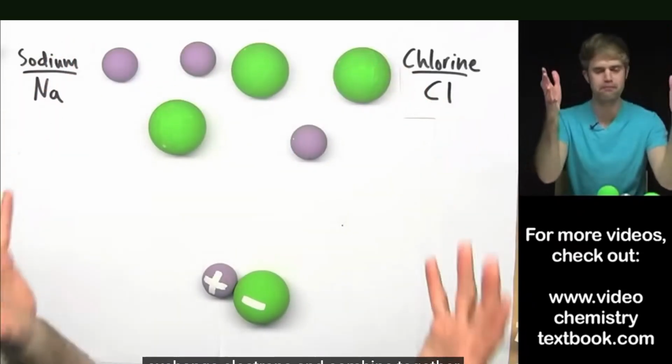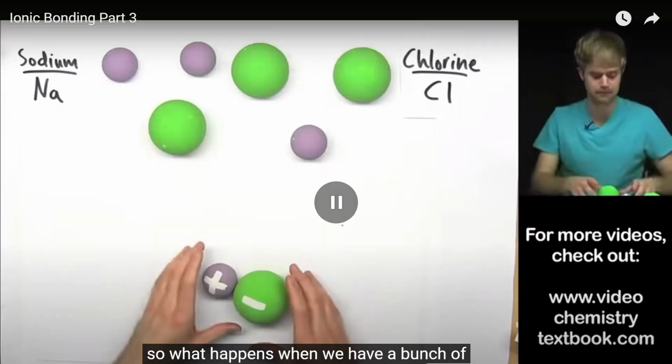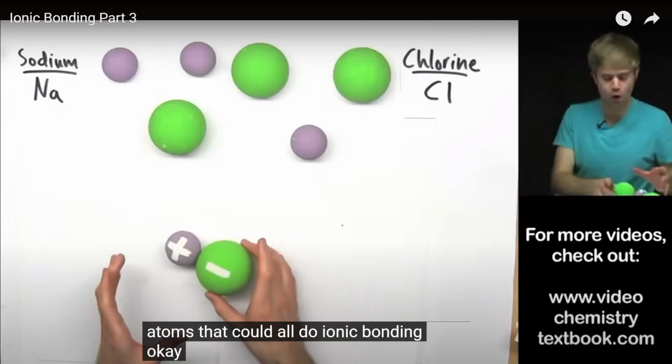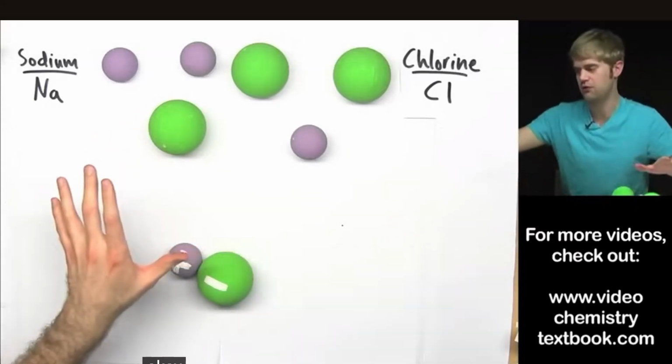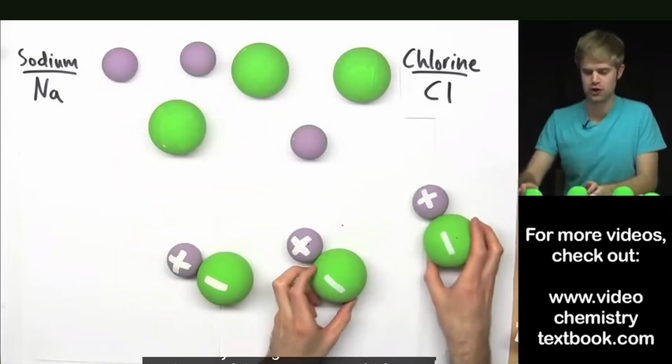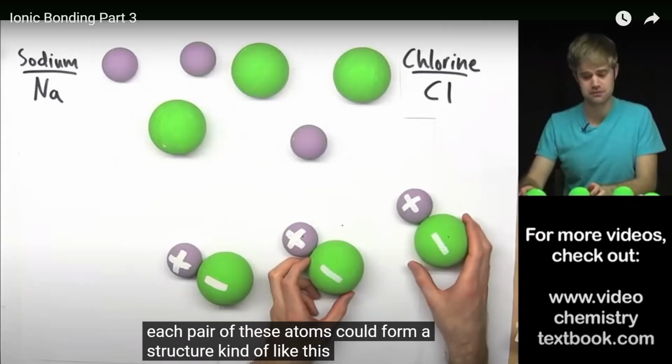So what happens when we have a bunch of atoms that can all do ionic bonding? Anyone know what structure we get? We get a crystal lattice, bingo. Okay, well, what you might want to think of is each pair of these atoms could form a structure kind of like this. What do we call that pair of ions, the positive and the negative together? That's called a formula unit. Let's write that one in there.